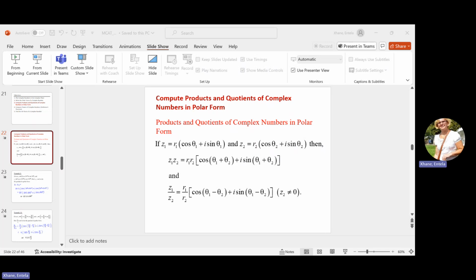Now, what's going to happen with the division? If Z1 is divided by Z2, then the modulus of the first, order counts, is divided by the modulus of the second. Order counts again. The arguments are not added. From the first, you're going to subtract the second.